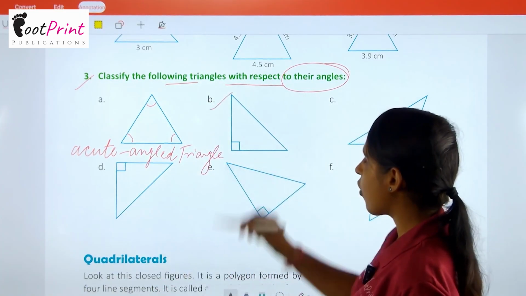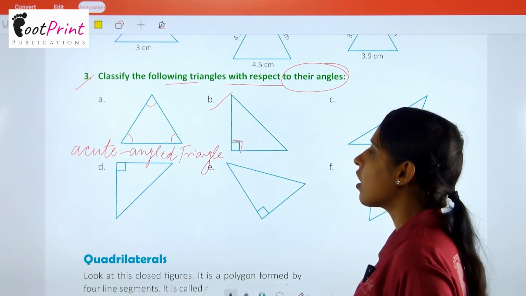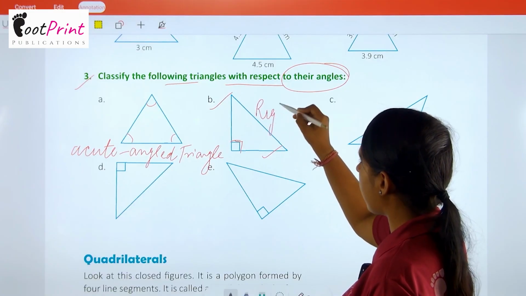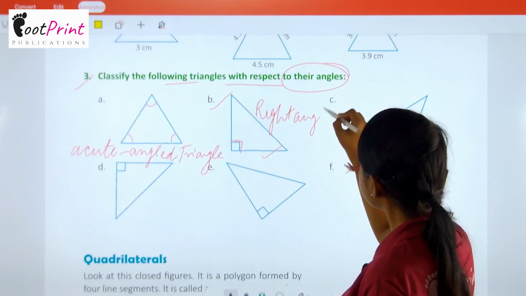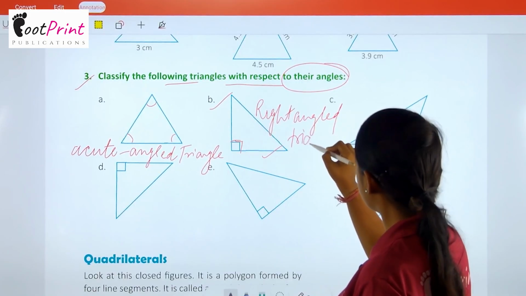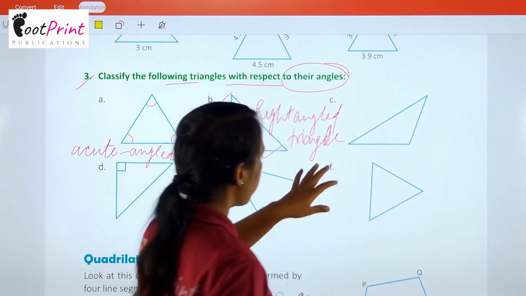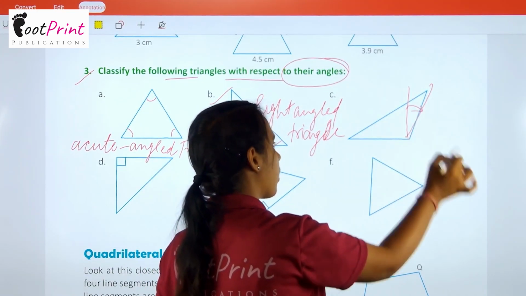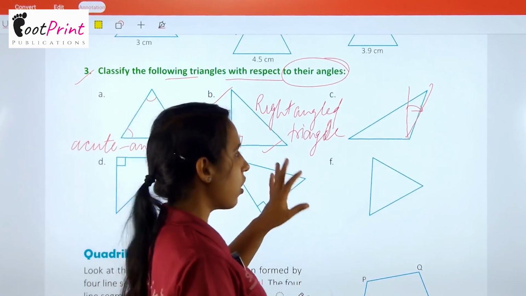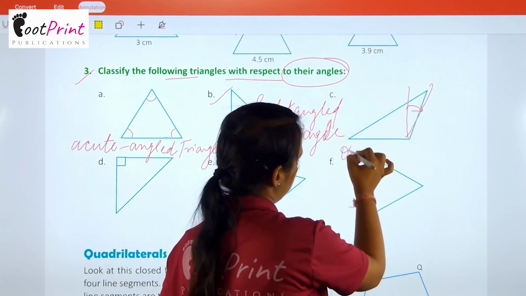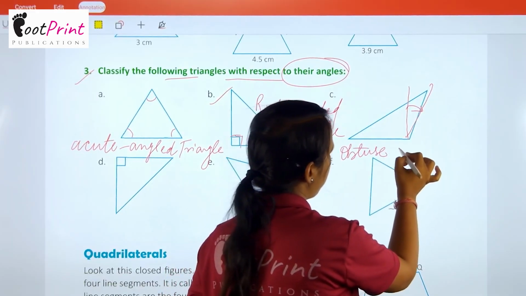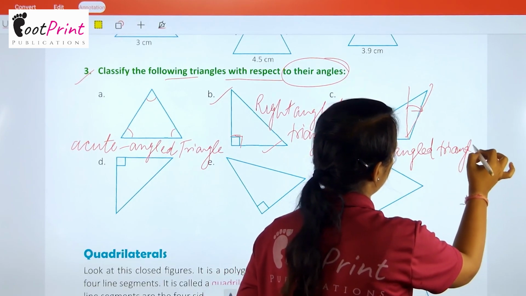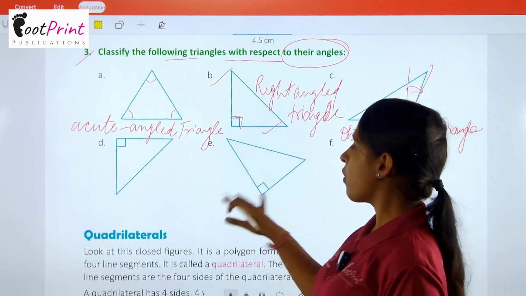In this figure, we observe that here one angle of this triangle is right angle. So we can say that this triangle is right angle triangle. Okay. Now this one, move to this part. Here we see that this angle is more than 90 degree, means it is an obtuse angle. So what will be the name of this triangle? The name of this triangle is obtuse angle triangle. Okay. Now rest of the parts you will do by yourself.